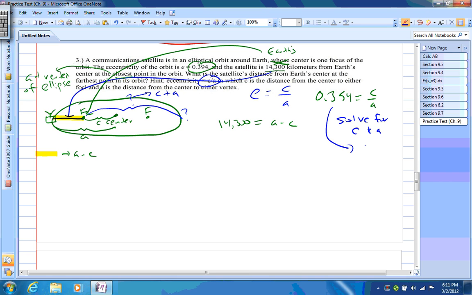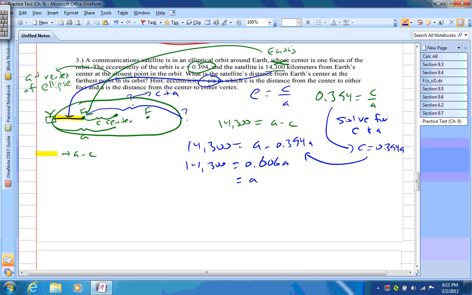Well, that should be easy. C is going to equal 0.394 A. Substitute: 14,300 equals A minus 0.394 A. You will need a calculator to do this, but it's 0.606 A equals 14,300. Solve for A, you should get 23,598. So that means that C, and that's approximate, C should approximately equal 9,297 kilometers, using that relationship C equals 0.394 A.